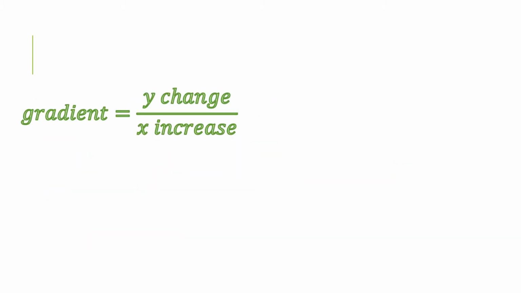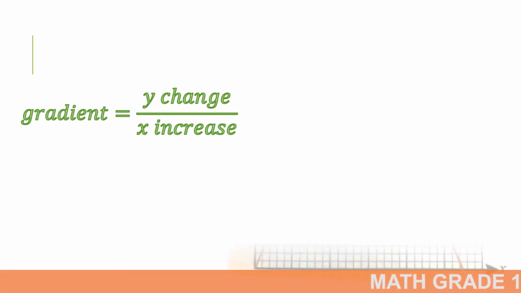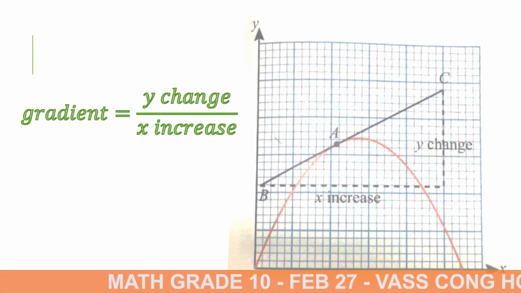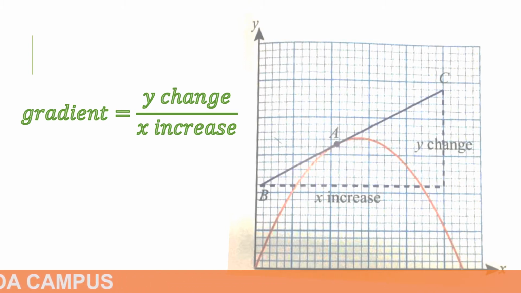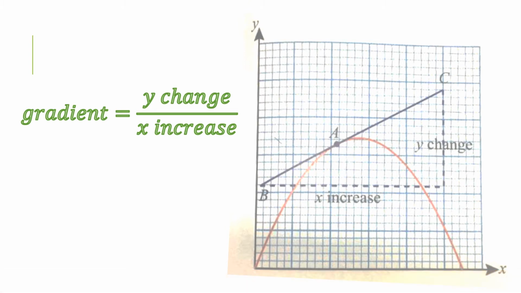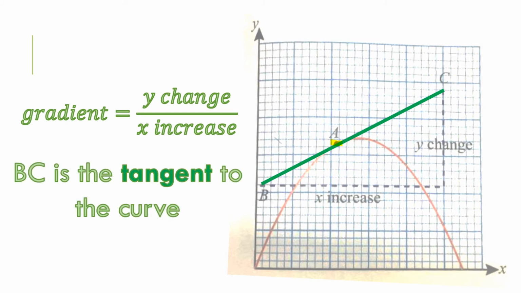So in this case, with this formula, we have this graph, for example, and we want to see what the gradient is at this specific point right here. So what we do is make a line, a tangent, and as I told you, we see that this line BC is tangent to the curve at that point.